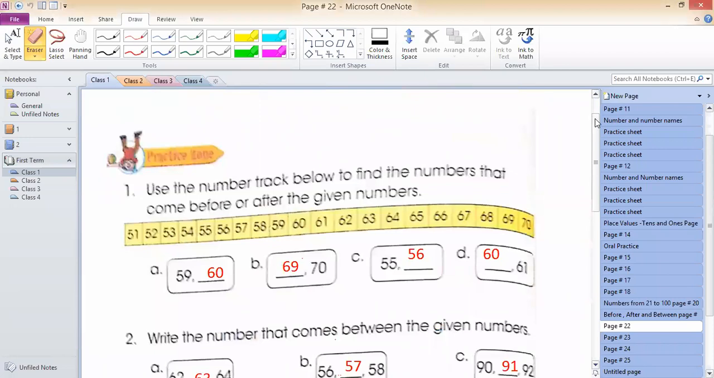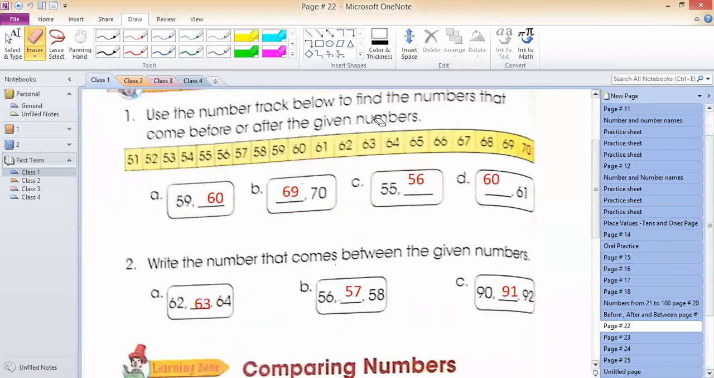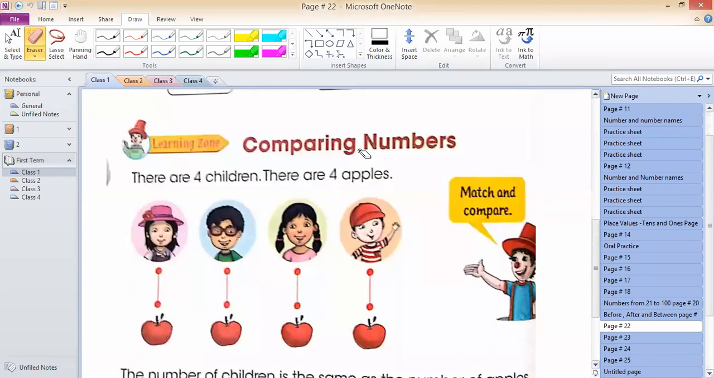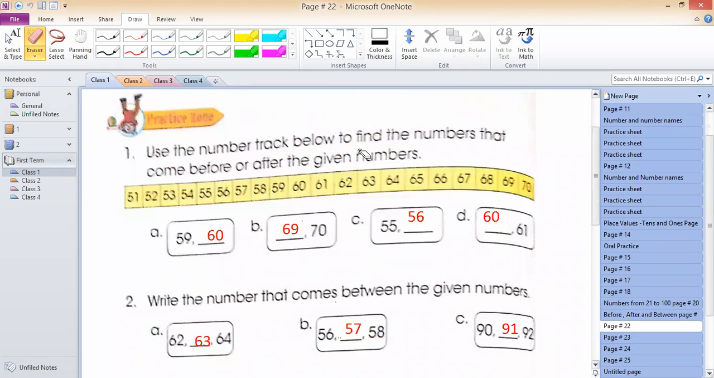Guys, in the last class, we discussed the topic before, after, and between. We completed question number 1 and question number 2 of the practice zone, which was on page number 22. A quick revision for that first, then we will start a new topic, comparing numbers. In before, after, and between, you learned how to find the number which is before a particular number, after a particular number, or between two numbers.